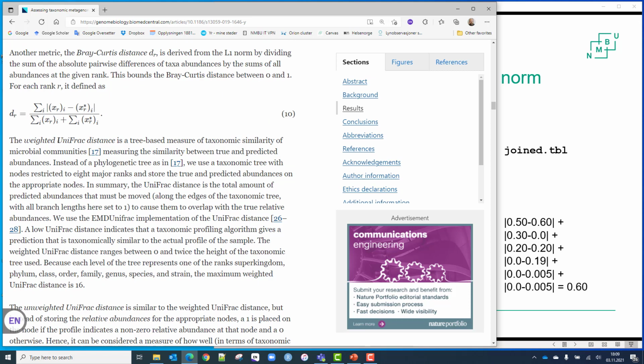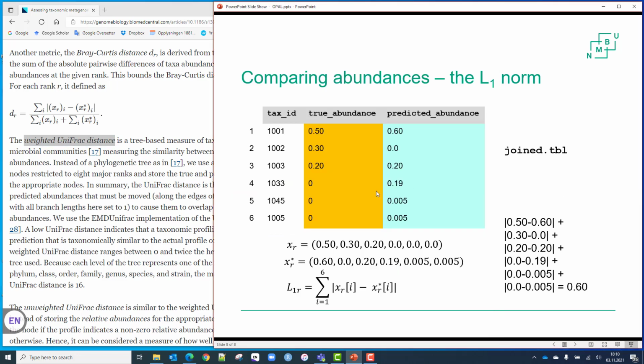And then finally, I will just say a few words about weighted unifrac distance. There is no formula for it here, and that's a good reason for why it's not a formula, because it's too complicated. But I can try to illustrate the idea behind a weighted unifrac distance.